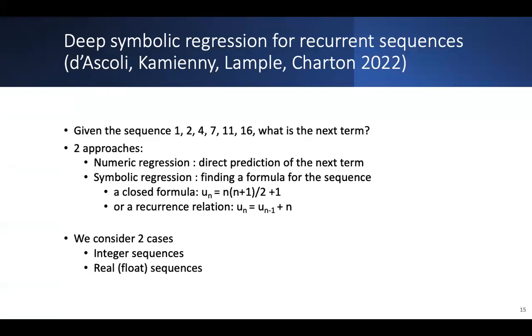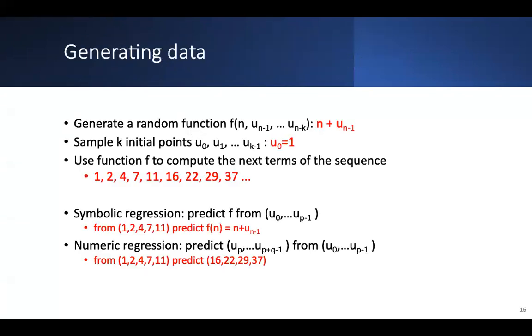So we're going to consider both numeric regression and symbolic regression with transformers, so two different cases. And we're going to look at two cases, integer sequences, which is IQ test, but also real sequences, because that's where it might become interesting in practice, if you want to do physics or anything with this.